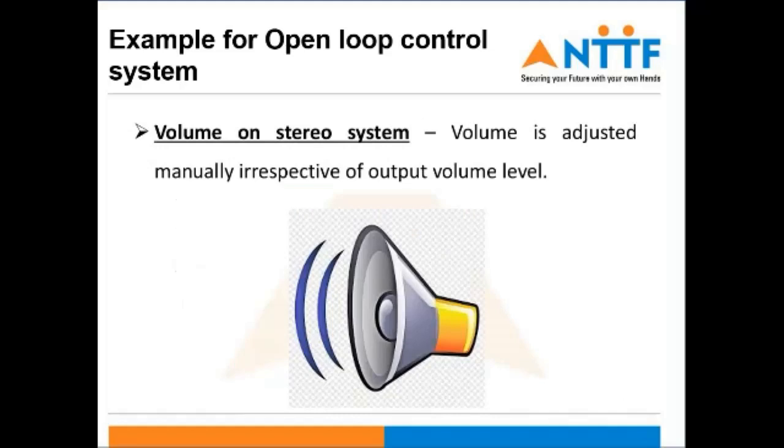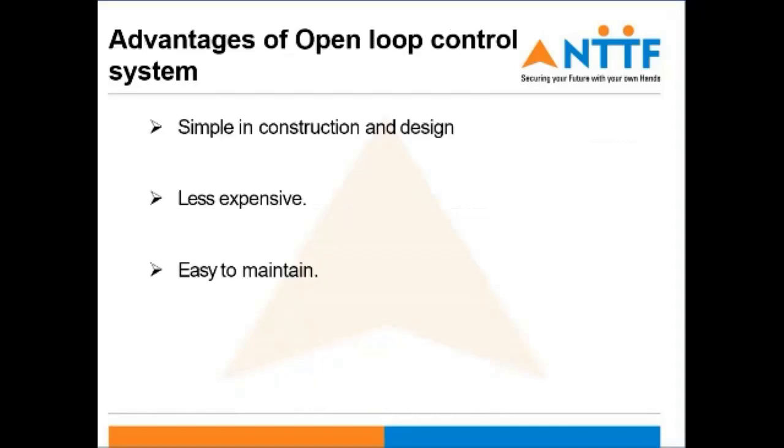The volume on a stereo system. The volume is adjusted manually to control the level of the volume. If you are reducing the volume, it will be lower. Otherwise, you have to control it manually. Automatically, based on the requirement, the volume is not adjusted.